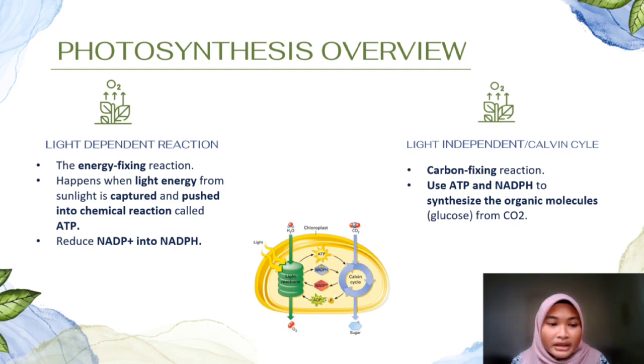Calvin cycle. Light-dependent reaction is an energy-fixing reaction, which happens when light energy is captured and pushed into a chemical reaction called ATP, which functions to reduce NADP+ into NADPH. Light-independent, which is the Calvin cycle, is a carbon-fixing reaction. It uses ATP and NADPH to synthesize the organic molecules.